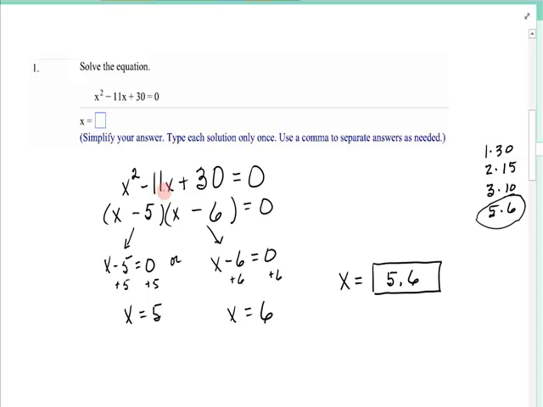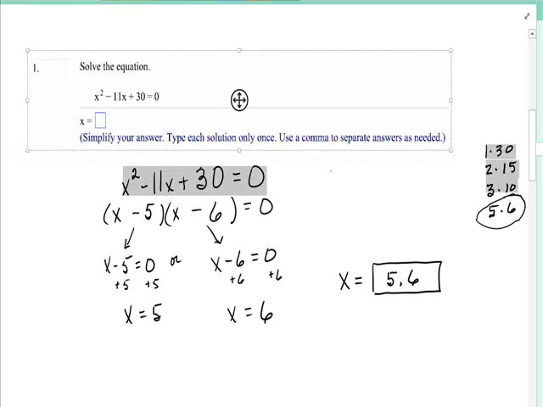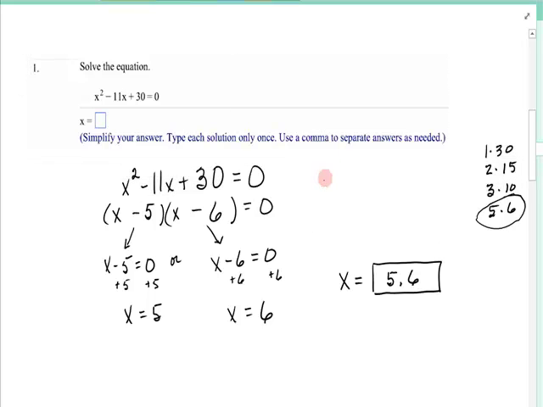If you put a 5 in here, 5 squared is 25, and 11 times 5 is 55. So I'm checking it. If I'm testing 5, it would be 25 minus 11 times 5 plus 30 is 0. So 25 minus 55 plus 30 equals 0. 25 minus 55 is negative 30, plus 30 equals 0, and that's true.